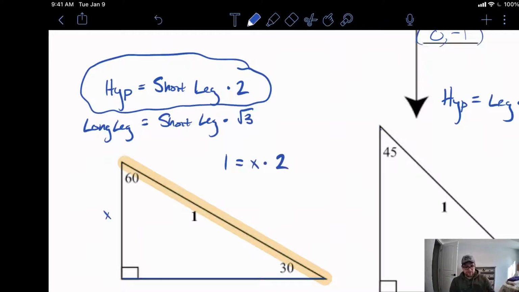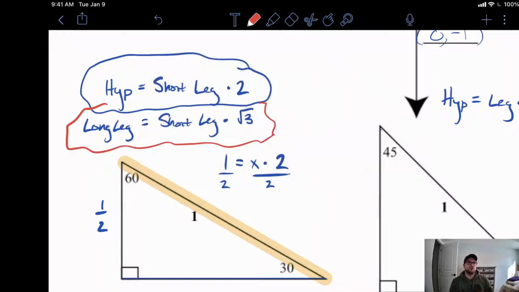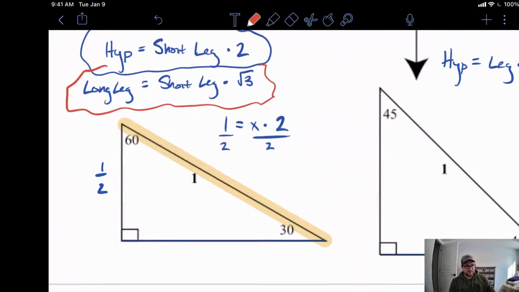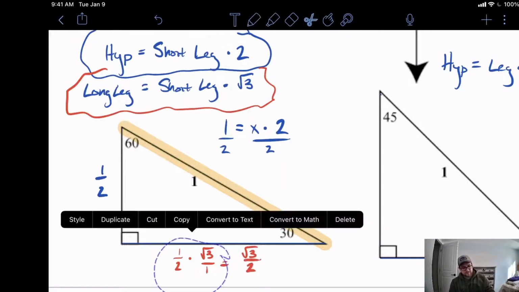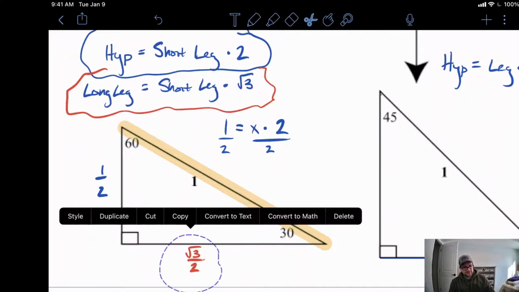To solve this, we would just simply divide by 2, and we would quickly find out that x is really equal to 1/2. Once we know that side, that actually allows us to unlock the long leg of the triangle. So the long leg of our triangle is just equal to our short leg times the square root of 3. Our short leg here was 1/2, and if I multiply that by the square root of 3, well, this is square root of 3 over 1, so 1 times square root of 3 would be the square root of 3, and 2 times 1 would be 2.